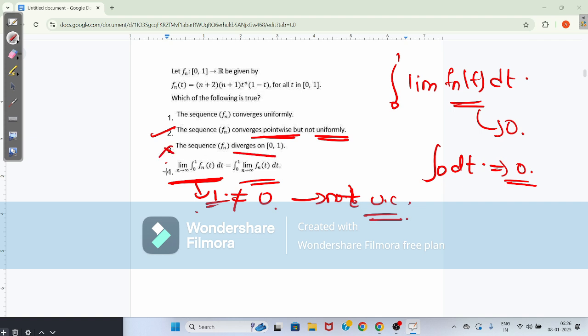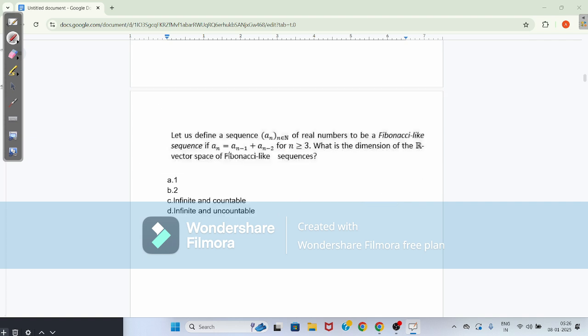Divergent is also a wrong option, this is also wrong option, and this is also wrong. Now here, given this value, we have to find the Fibonacci series like sequence. So what is the dimension of R we have to find here?